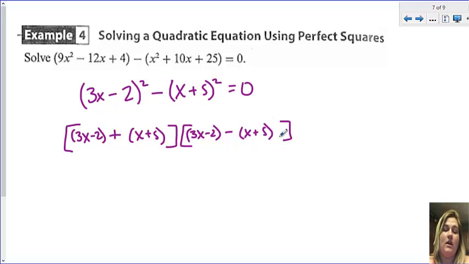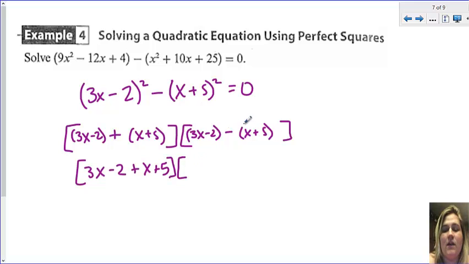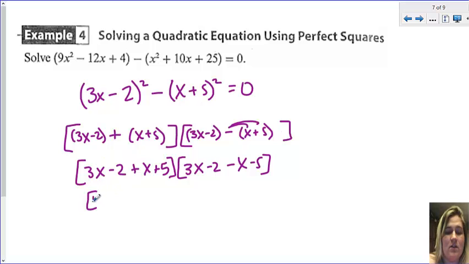Okay, so now all I need to do is simplify. So over here, this would be 3x minus 2 plus x plus 5. This one I have to distribute that negative, so I have 3x minus 2 minus x minus 5. So I can combine my like terms. So in this first set I get 4x, and then negative 2 plus 5 is going to give me plus 3. Then I have 2x, and negative 2 minus 5 gives me a negative 7. And do they want me to continue with this?